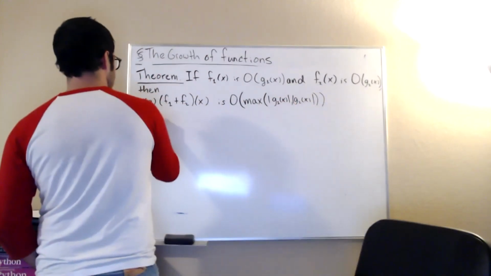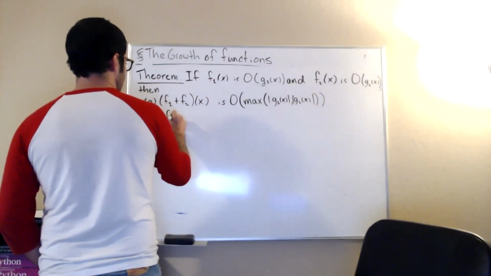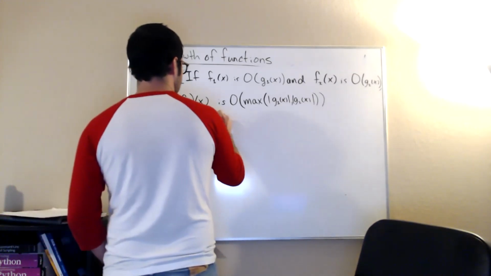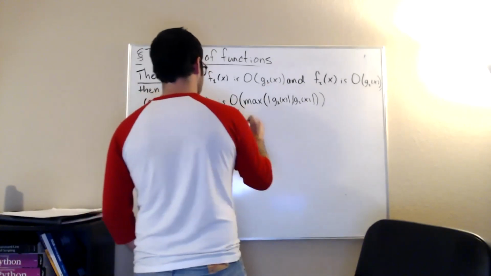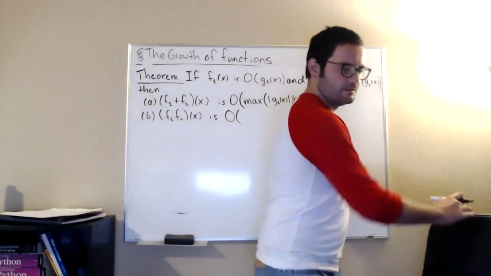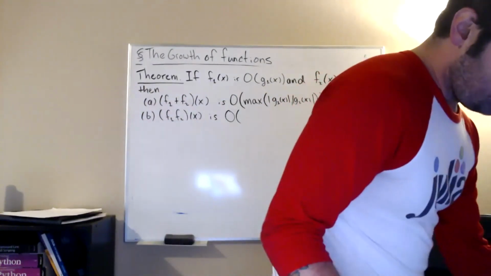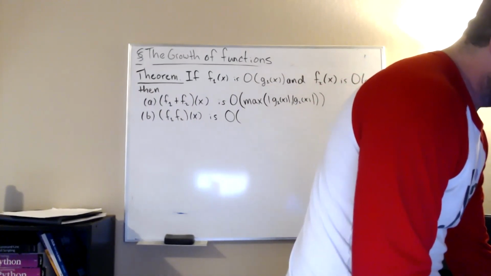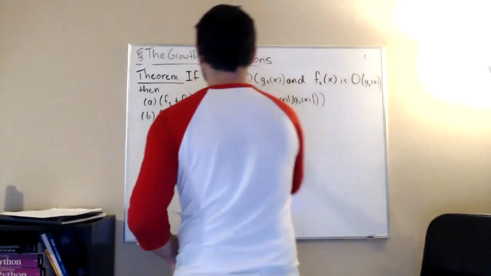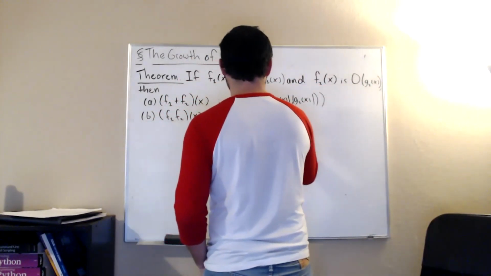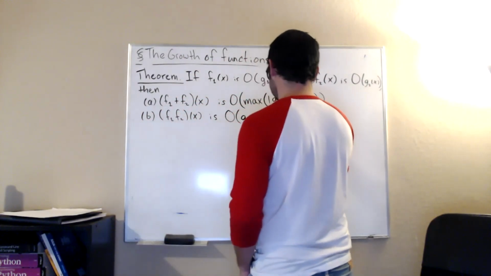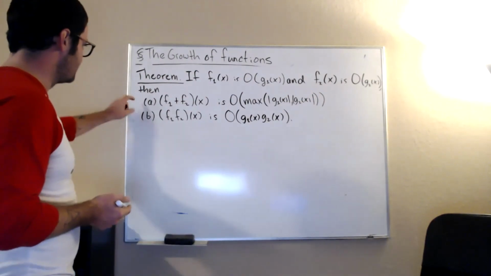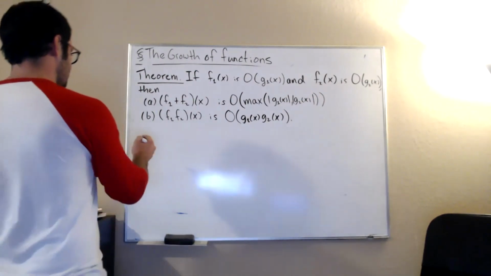In part B, the product f1 f2 of x is big O of, I think it's the absolute value of the product. Let me make sure. No, it's just g1 of x times g2 of x. Okay, so I don't have enough space to prove both of them. I guess I'll just prove the second one here.